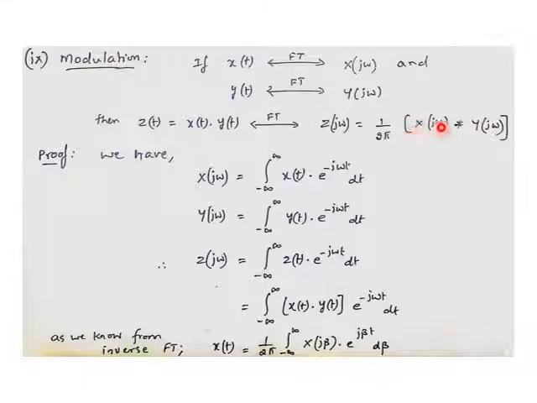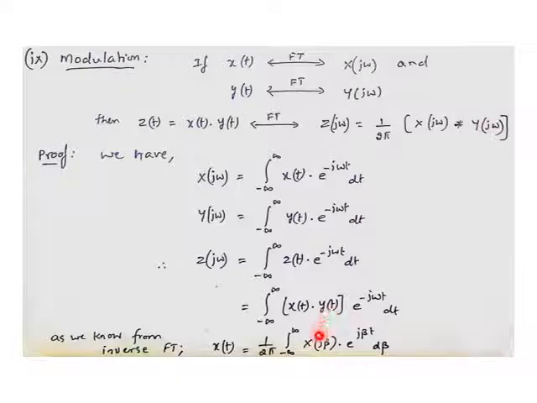To prove this, I just need x of j omega and y of j omega. We can take them from the Fourier transform definition. For the x of t signal, the Fourier transform x of j omega is equal to the integration from minus infinity to infinity of x of t into e to the power minus j omega t dt. For y of j omega, it is the integration from minus infinity to infinity of y of t e to the power minus j omega t dt. For z of j omega, we take the integration from minus infinity to infinity of z of t e to the power minus j omega t. This is all from the definition of the Fourier transform. But we know z of t is x of t into y of t, so we replace z of t with x of t into y of t.